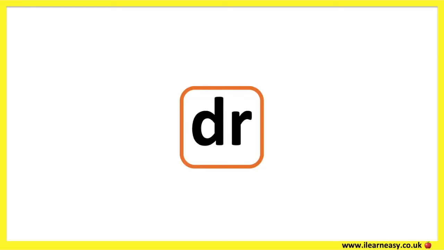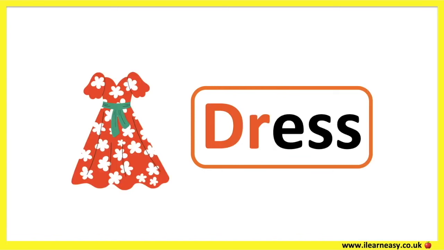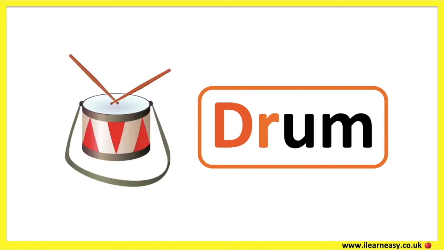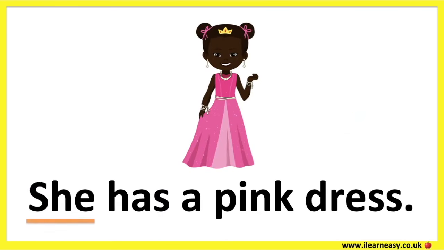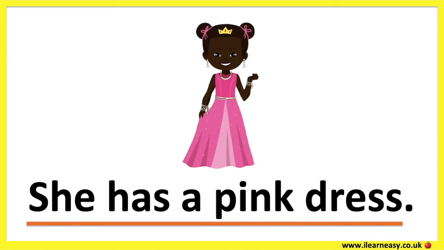The consonants D and R make the dr sound. Dr. Dress. Drum. Drink. She has a pink dress.